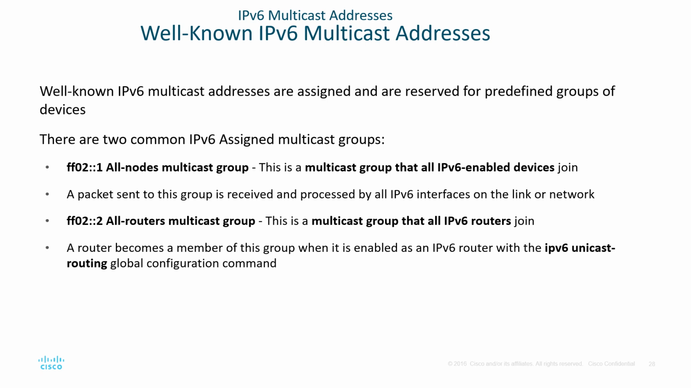Within the all routers multicast group, a router will become a member of this group when it is enabled as an IPv6 router with IPv6 unicast routing. So when we do this command, as I stated, for DHCP services or SLAAC services, this is the command. By telling your device to be unicast enabled, your device, be it the router, can now give out those GUA addresses.